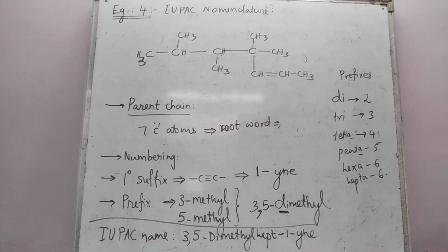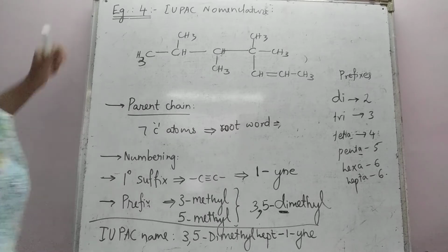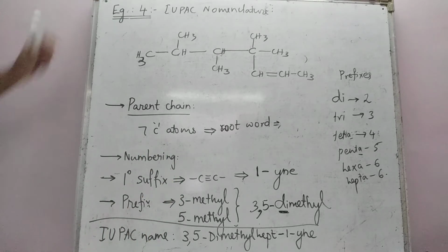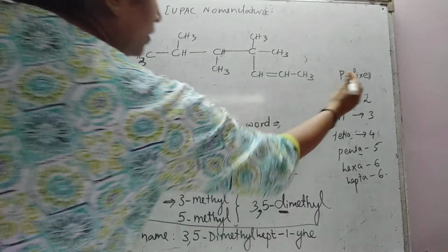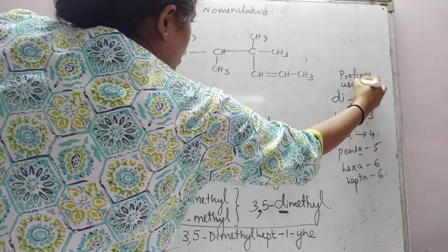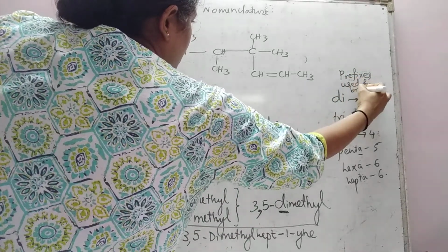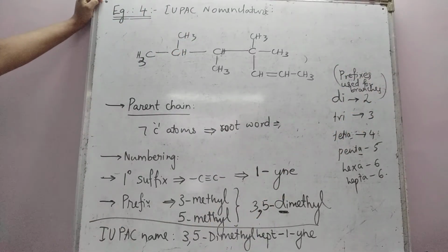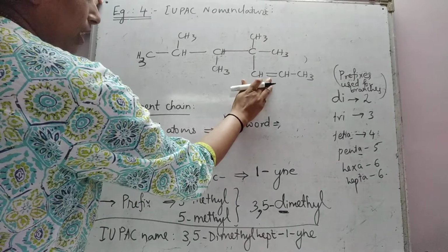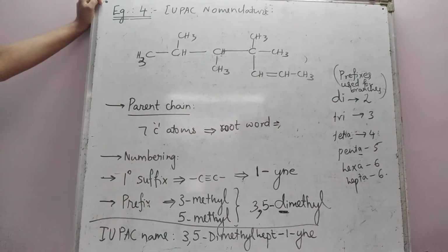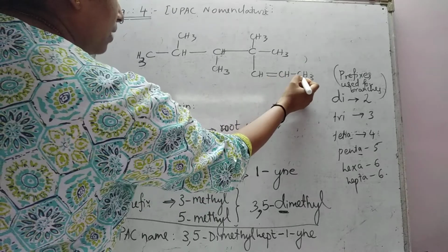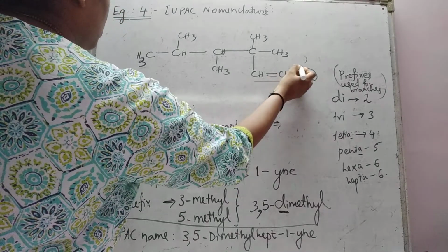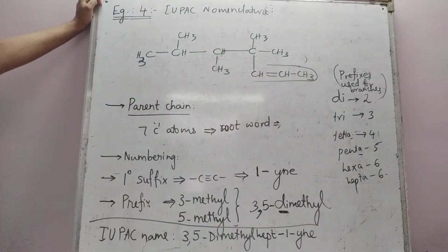This is your compound. Now in this compound, first of all, we'll have to mark the longest carbon chain. These are the prefixes used for branches. Now here the active part is the double bond. So the longest carbon chain must certainly contain this carbon-carbon double bond. So I will start from this carbon atom.